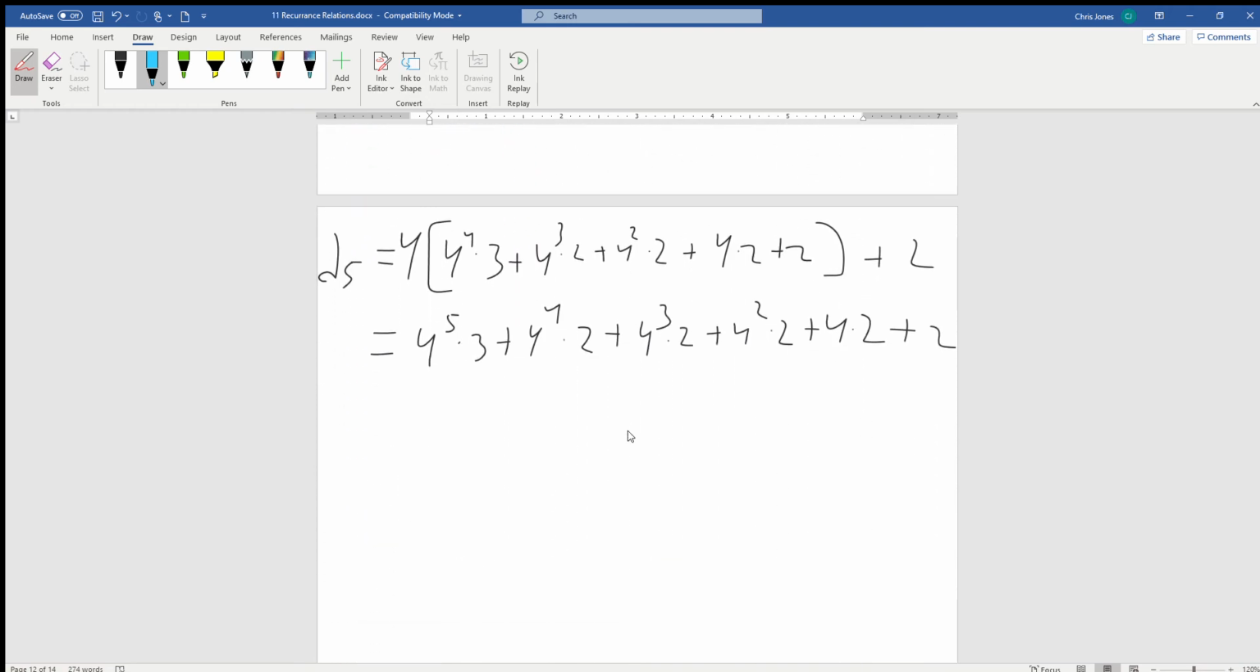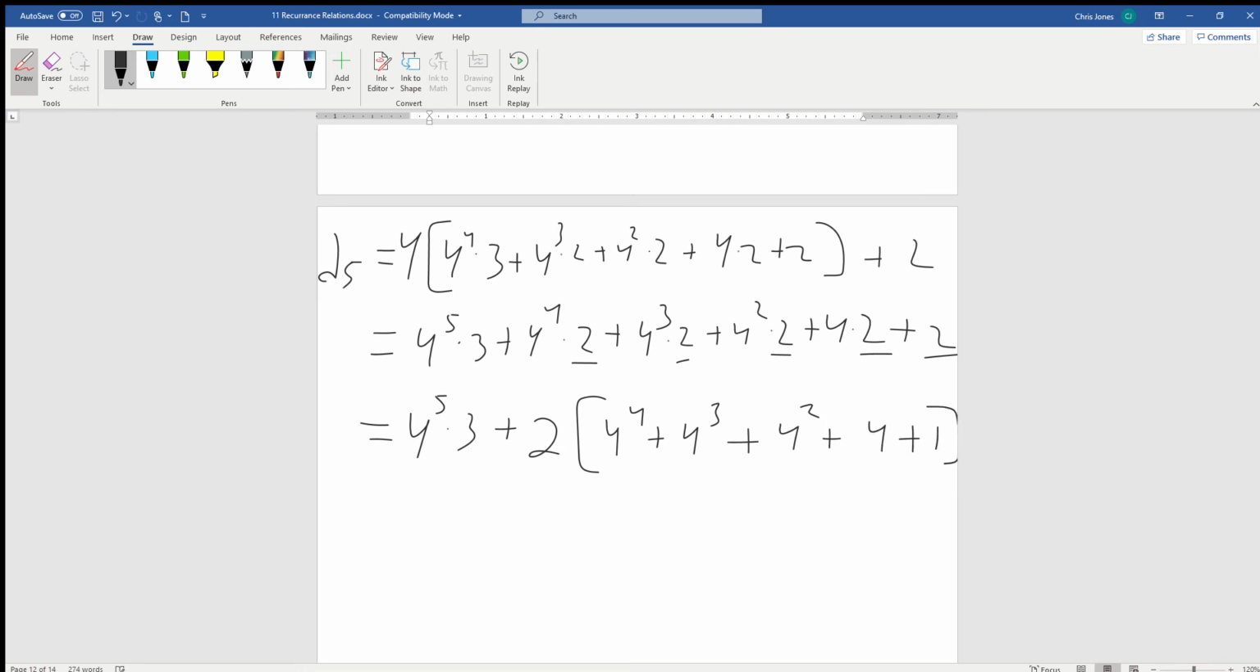One other thing that we can do to maybe see a solution is to factor the 2 from each of the terms containing a factor of 2. So one final way we could write D5 would be 4 to the fifth times 3, plus 2 times 4 to the fourth plus 4 cubed plus 4 squared plus 4 plus 1. And that may be very helpful because this might be the sum of the powers of 4. So this is the sum of the fourth powers.